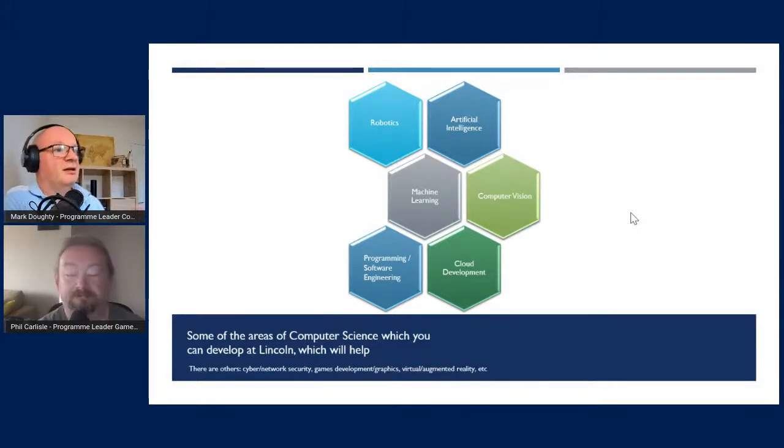So things like robotics, artificial intelligence, computer vision, machine learning, cloud development, as well as programming, software engineering, and so on. All of these contribute to your development within computer science, but can also then be applied to some of these major problems. We also do different things as well. So cyber security, network security and management, games development, graphics and visualizations, virtual reality, augmented reality, and so on, as well as many other things. So it can be down to you to choose to direct the course in the direction that you want it to go.